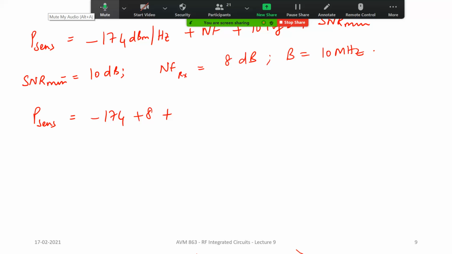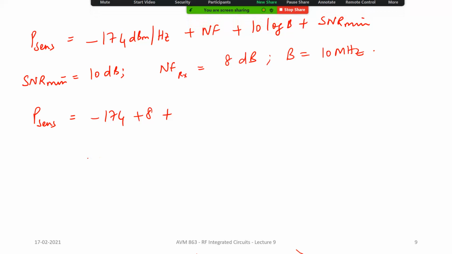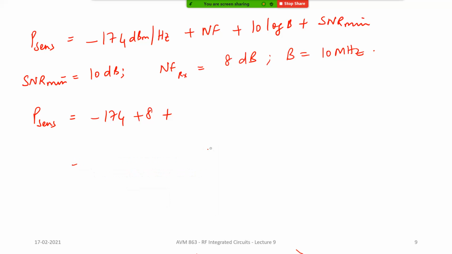So, did you calculate what is the sensitivity number? Minus 86. Minus 56, is it? Minus 86. Okay. So you have 10 log of 10 power 7, plus you have 10. Okay, minus 86. So basically, what it means is, if you have a signal which is going below minus 86 dBm, this receiver cannot receive your signal.